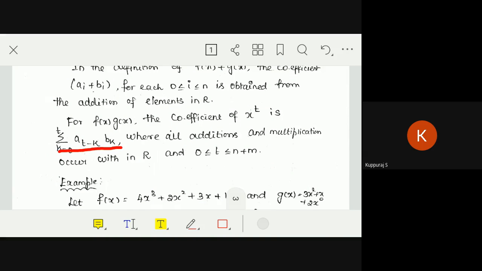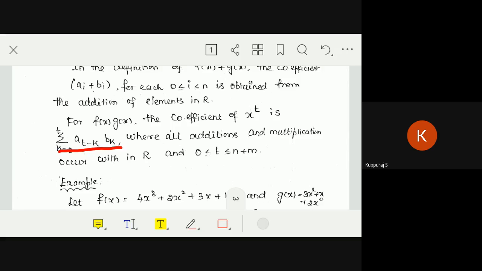So the first thing in this unit is what a polynomial ring is. The second thing is how to add two polynomials and how to multiply two polynomials, how to find the addition and multiplication of two polynomials. That is the second part of this unit.